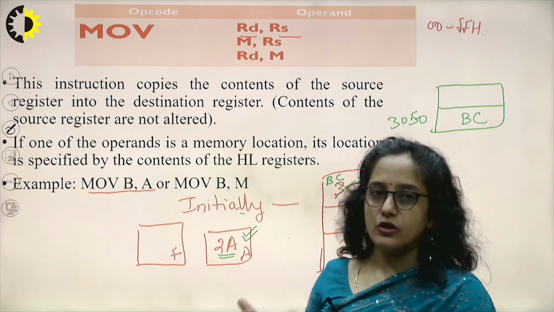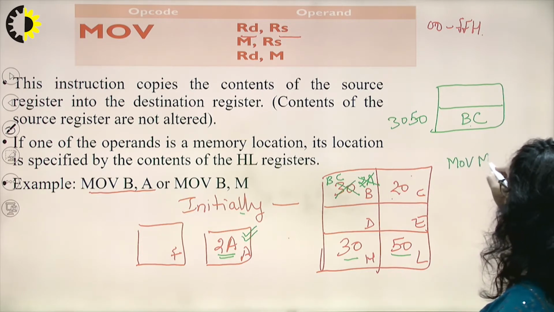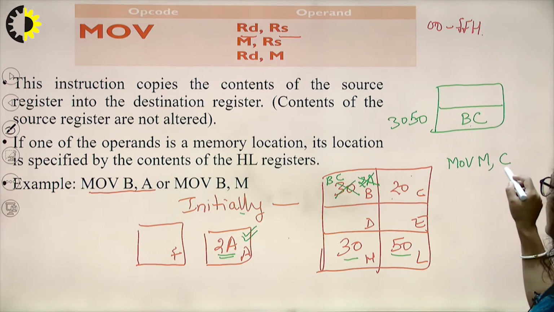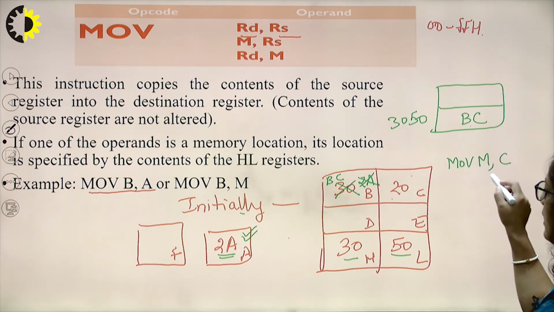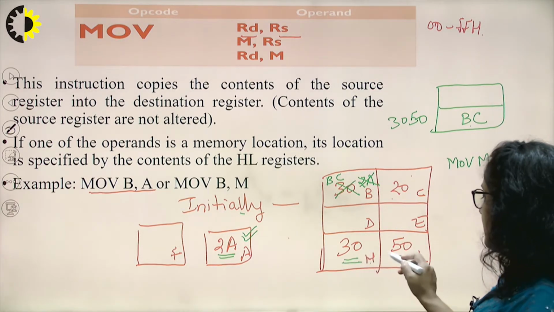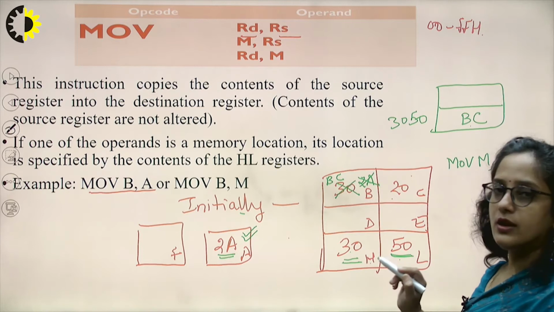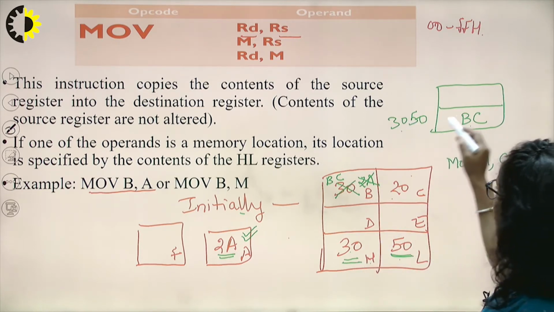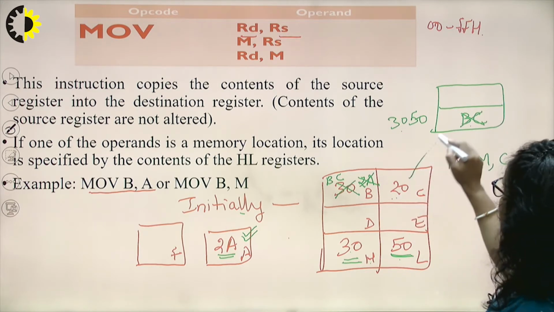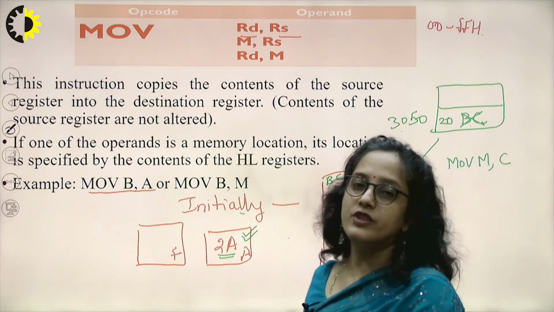So in this way the MOV instruction is executed. We can go in reverse also. For example, MOV M comma C. In this case, the content of the C register gets copied to the memory location M. Again the microprocessor will check the HL pair, which is not overwritten, so it is 3050 only. The microprocessor goes to location 3050 and copies the content of the C register, that is 20. So it is overwritten by the microprocessor. In this way the MOV instruction is executed.